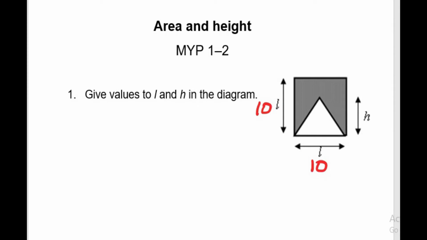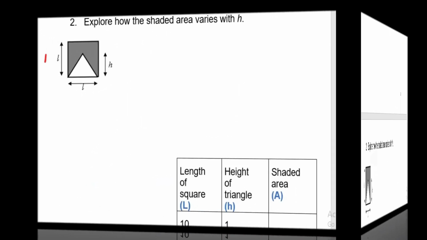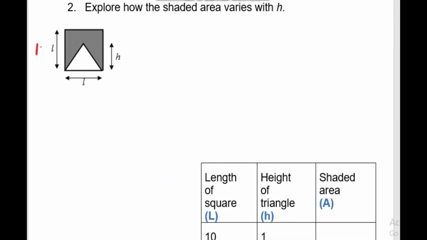Alright, and then for H I'm going to give random values starting from 1, and let's say I go to the first 5 values of H. These should be quite sufficient for identifying a pattern if there is any. So we have given the value 10 to the length of the square, and H is going to take values from 1 till 5.